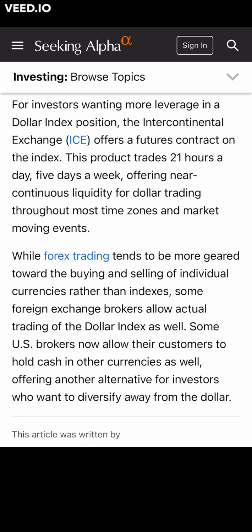While forex trading tends to be more geared toward the buying and selling of individual currencies rather than indexes, some foreign exchange brokers allow actual trading of the dollar index as well. Some U.S. brokers now allow their customers to hold cash in other currencies as well, offering another alternative for investors who want to diversify away from the dollar.